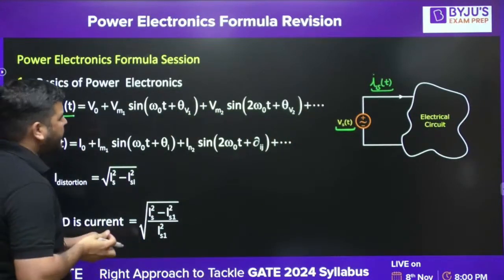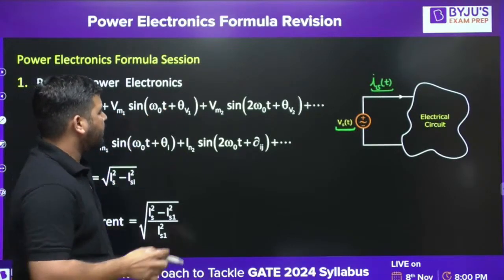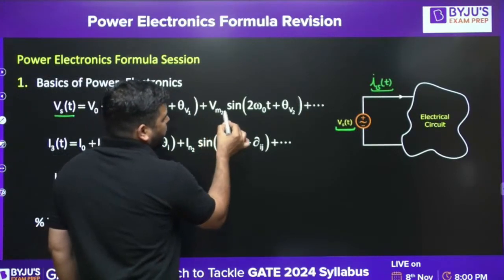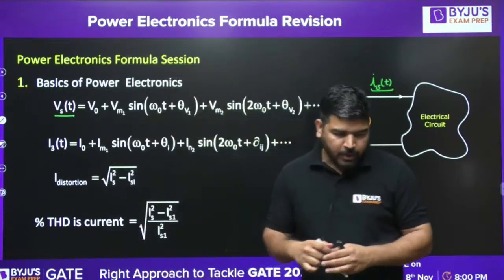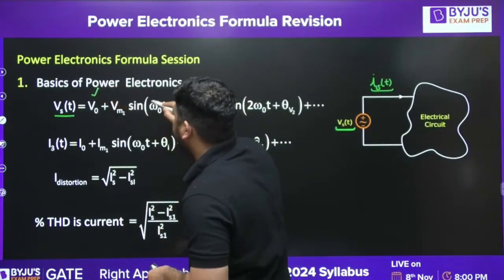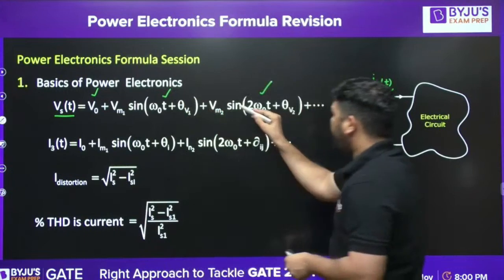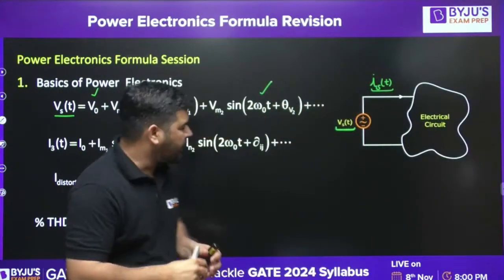I have written v(t) as V0 plus Vm1 sine of omega naught t plus theta v1 plus Vm2 sine of 2 omega naught t plus theta v2, and so on. So the voltage has harmonics, and you can say that this is the DC term, this is the fundamental term, this is the second harmonic, and there are many harmonics. Similarly, the current also has harmonics.